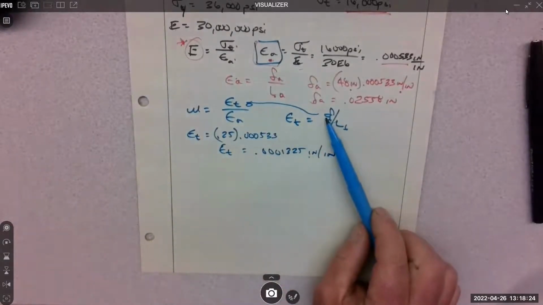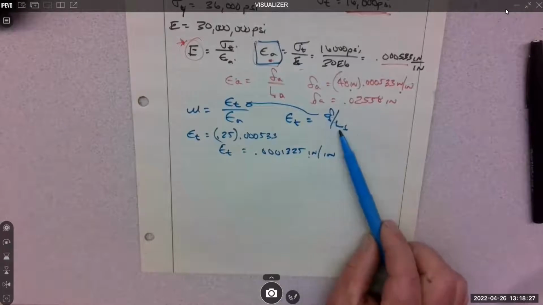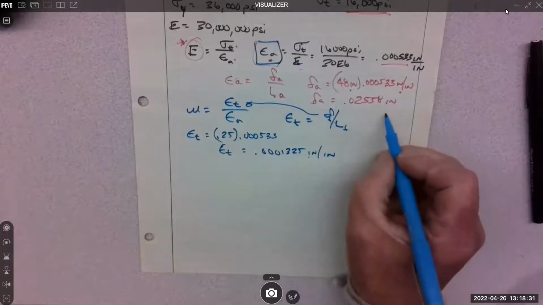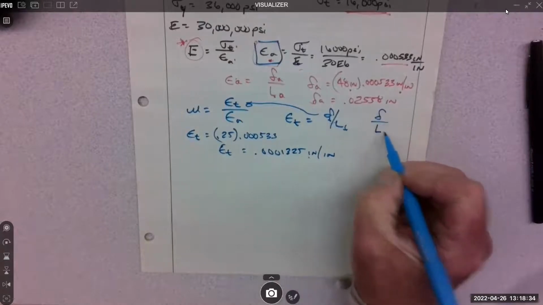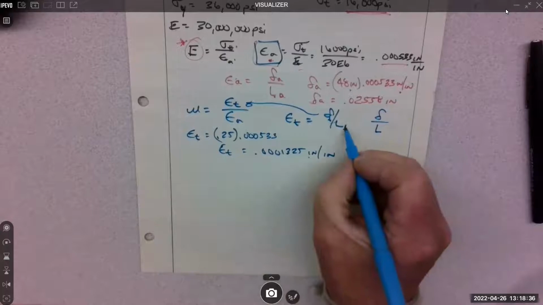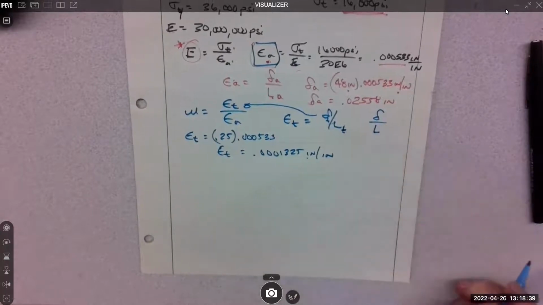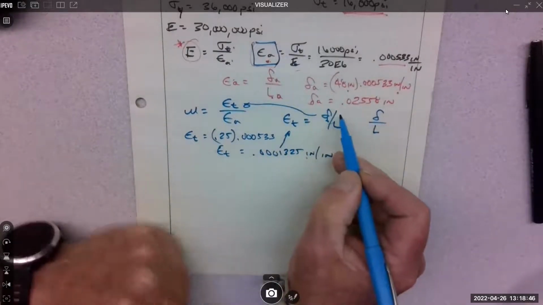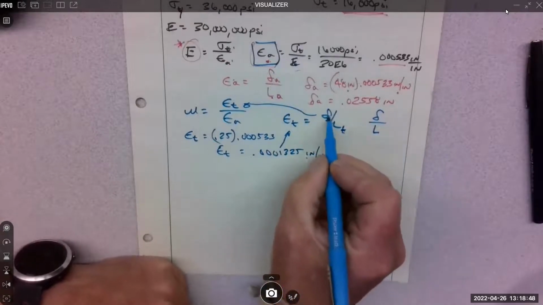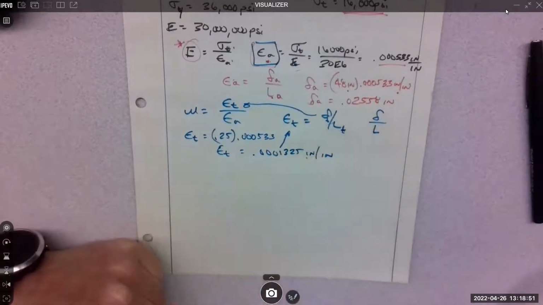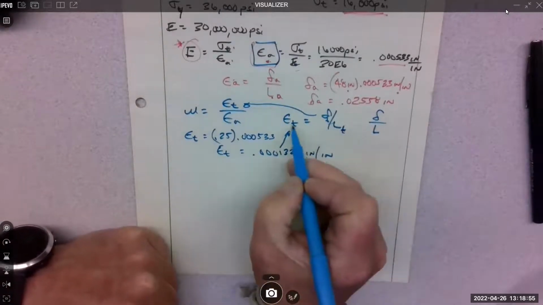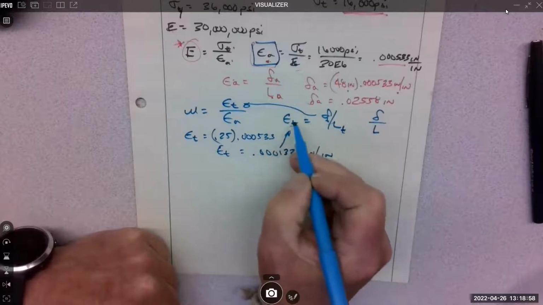Change delta L, original length. So it's always delta over L. And this is my little t because I'm thinking transverse. Now we're going to plug it in here and solve for this. If I want to know delta transverse, or the change in the cross section, then I solve for it. That's going to be the original length times the transverse strain.